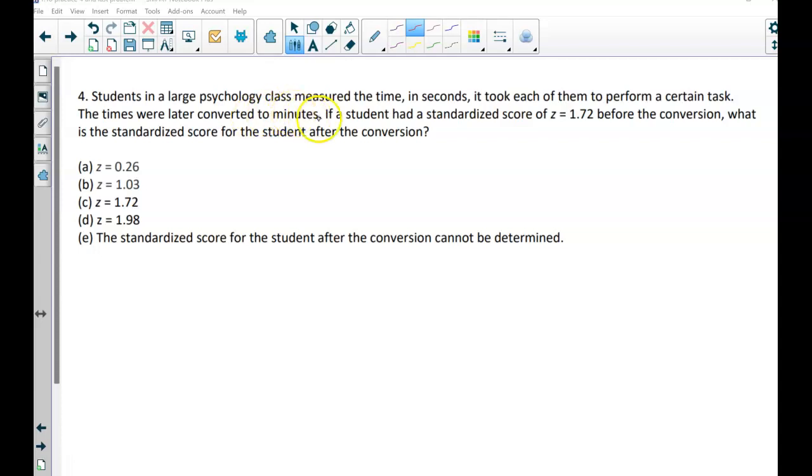I'd like to go over example 4 from the 1.10 practice. Students in a large psychology class measured time in seconds it took each of them to perform a certain task. The times were later converted to minutes. So we started off with data in terms of seconds, and we're going to convert to minutes.